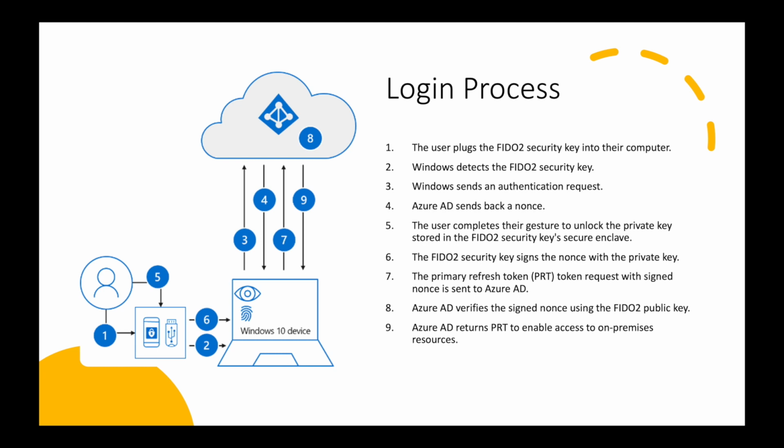And then step 8, Azure identifies the signed nonce using the FIDO2 public key. As you can see, that's within the cloud. And then number 9, Azure AD returns the PRT key, right? The PRT to enable access to on-premise resources. So right there is no phishing happening, because there is no password. So you're using a security key to get in.